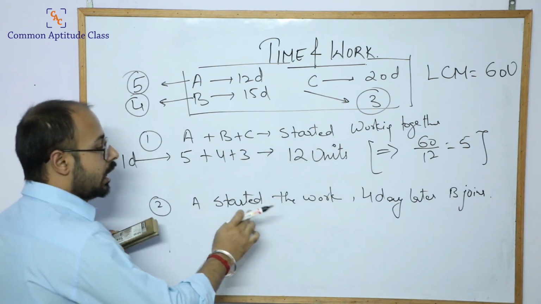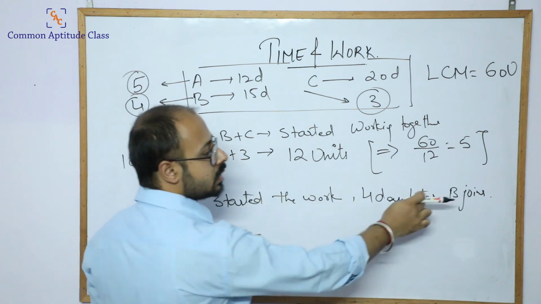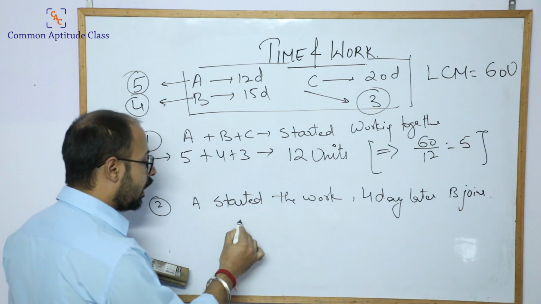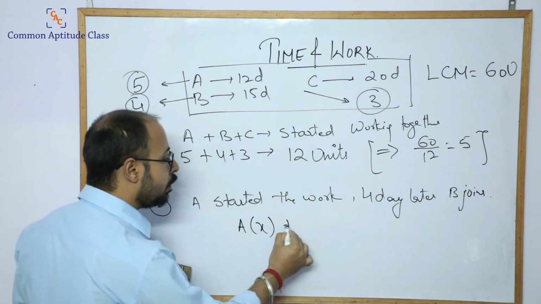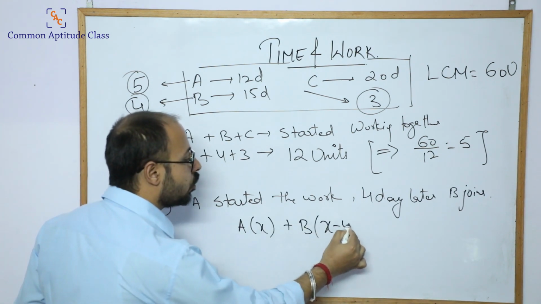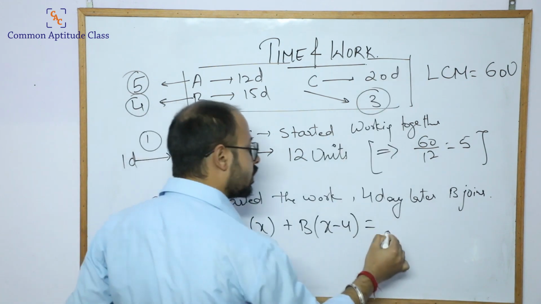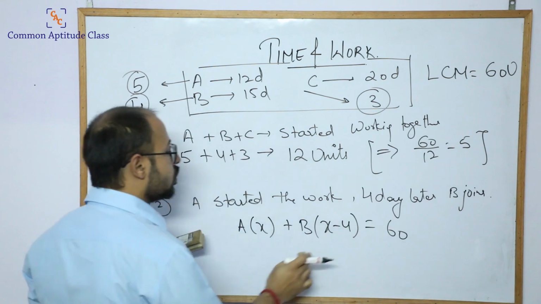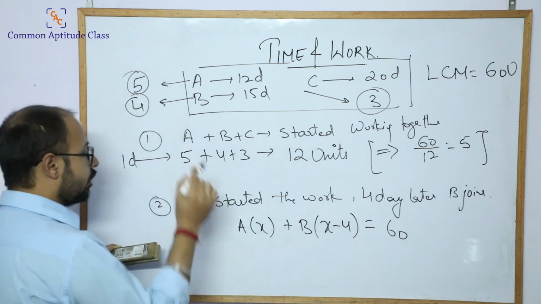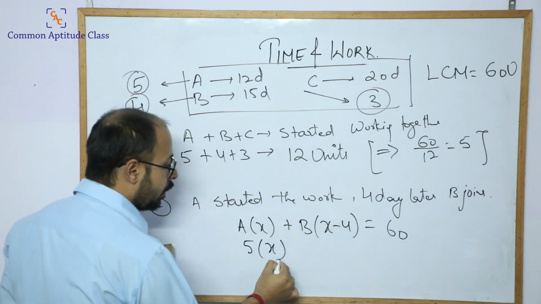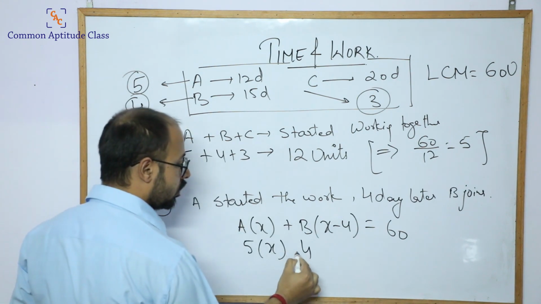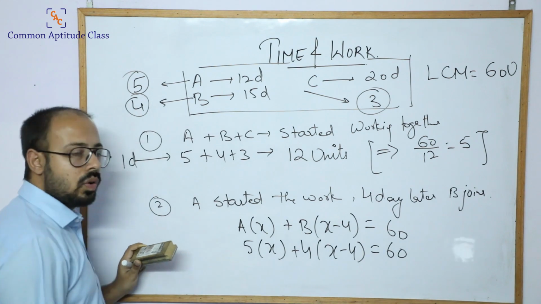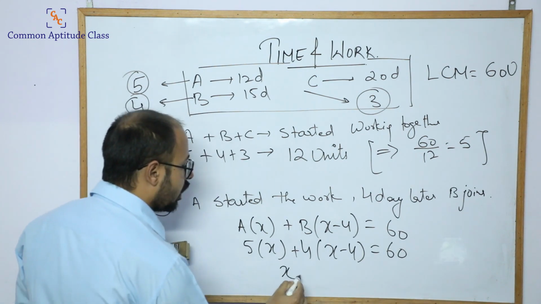Now the second. A started the work, 4 days later B joins. Now what is the equation I can go with? A worked for X days and B worked for X minus 4 days to do the complete work. That is 60 only again. What is the LCM of 12 and 15? 60. So A's 1 day work is 5. B's 1 day work is 4. 5X plus 4 times (X minus 4) is equal to 60. So solve this equation for X.